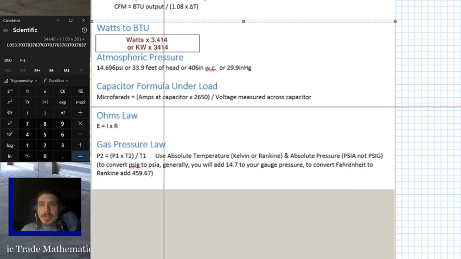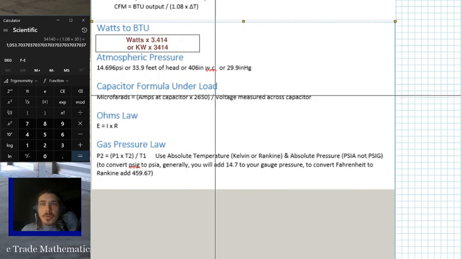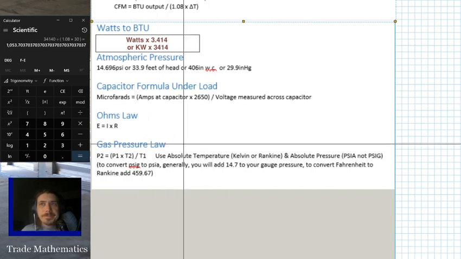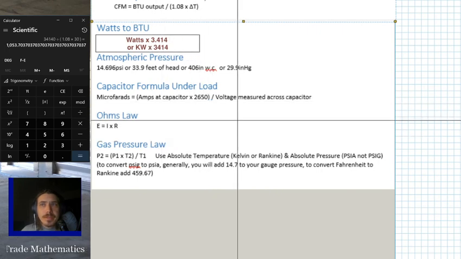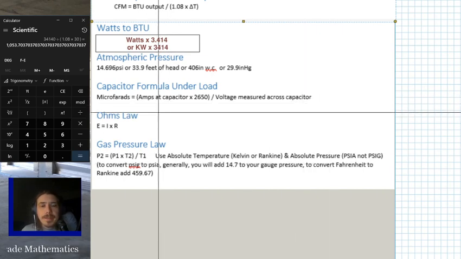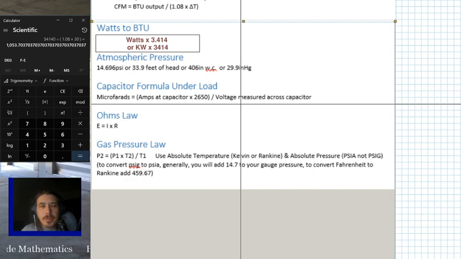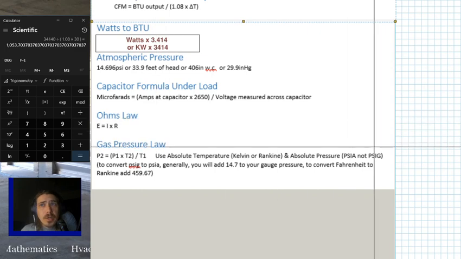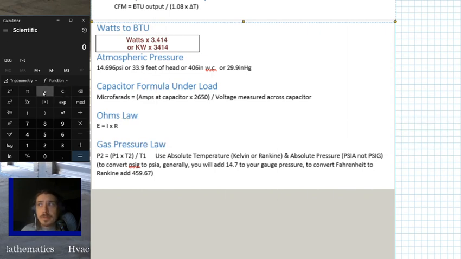Take the amperage at the capacitor. So say the amperage of the compressor, your H terminal on the capacitor. You need to take the amps at that location. All right. You need to multiply that by 2650, and then you need to divide that by the voltage measured across the capacitor. Do not assume that if you have a 240 volt compressor that you're going to get 240 volts across the capacitor. If you've never done this before, you may not know this, but your voltage at your capacitor is going to be a reasonable amount higher than your voltage coming into your unit. So say our compressor is pulling 5 amps, right?